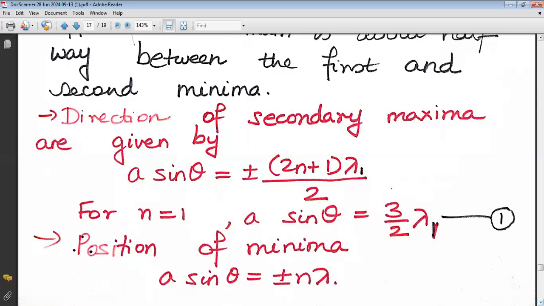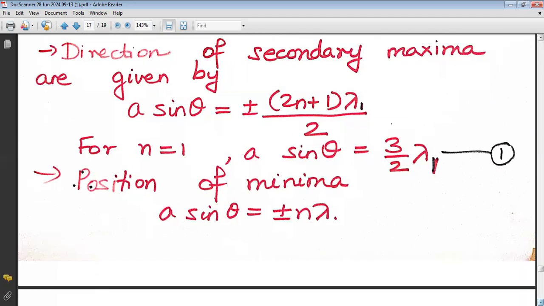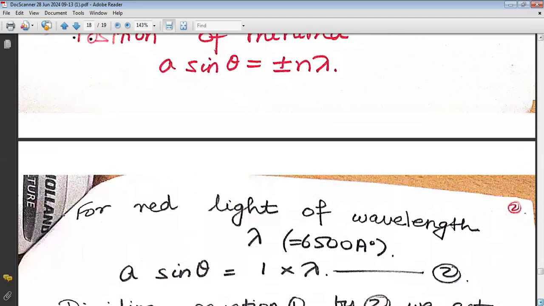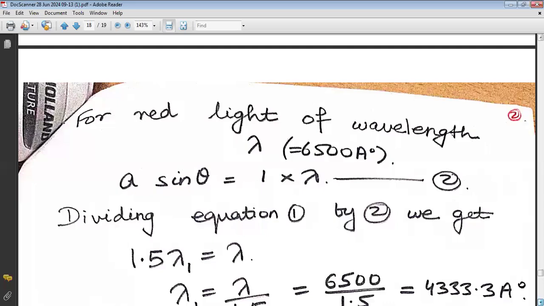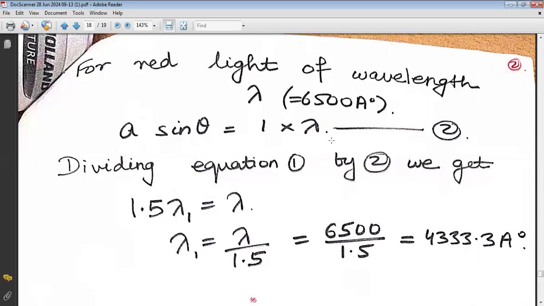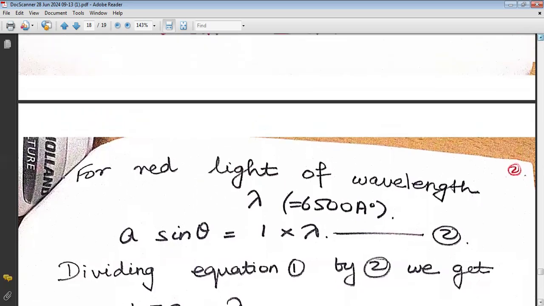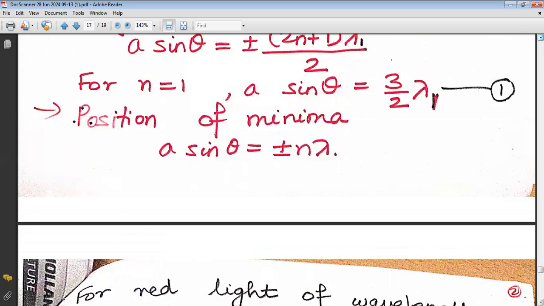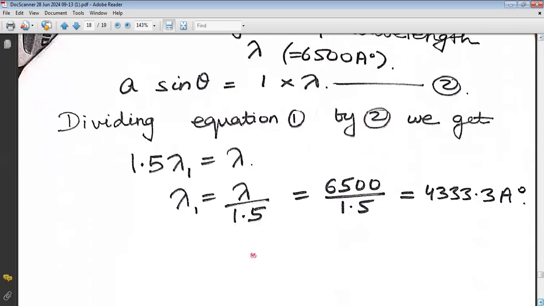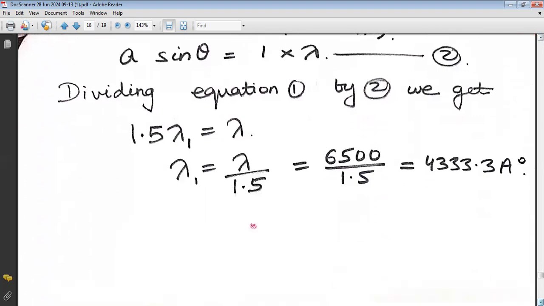Position of minima: a sine theta is equal to plus minus n lambda. For red light of the given wavelength, a sine theta is n lambda, n equal to 1. You divide equation 1 by equation 2. Equation 1 is a sine theta equal to 3 by 2 lambda 1, and a sine theta equal to lambda, and you get the answer.